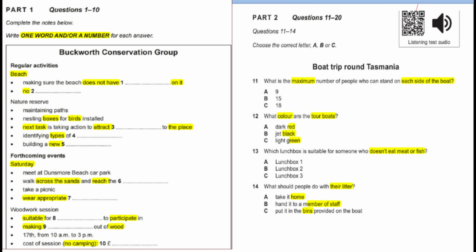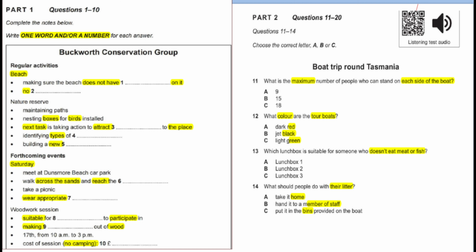After solving question number 1 to 5, you should jump to question number 6 to 10 and mark all the key points, and you can see at question number 10 it says no camping. I have marked that, and then it says about pound dash. Once you're done with Part 1, it says that you have some time to look at the answers of Part 1, but don't waste your time here.